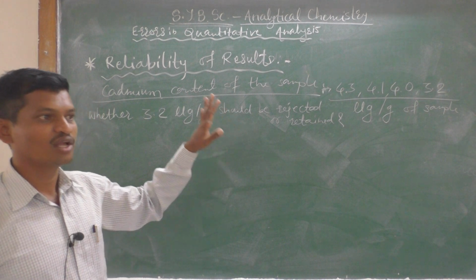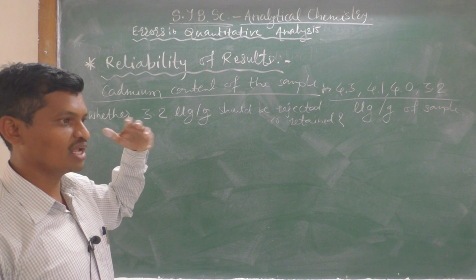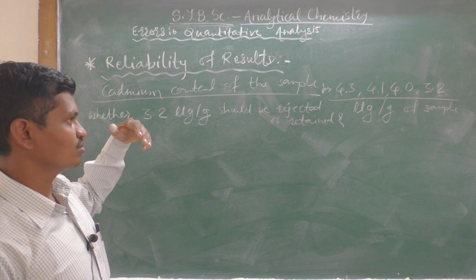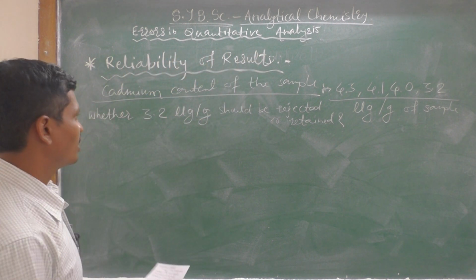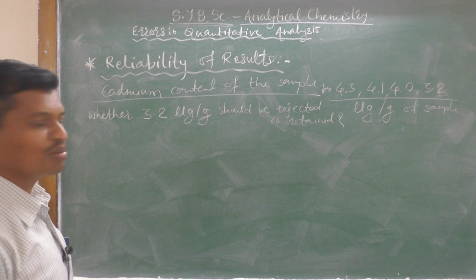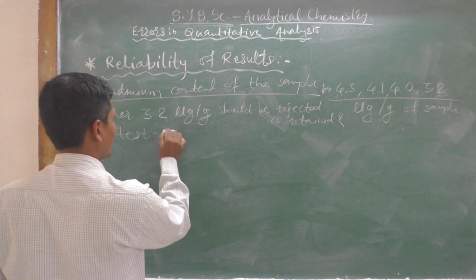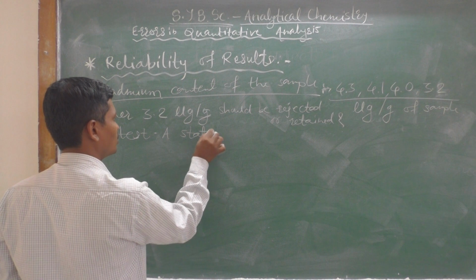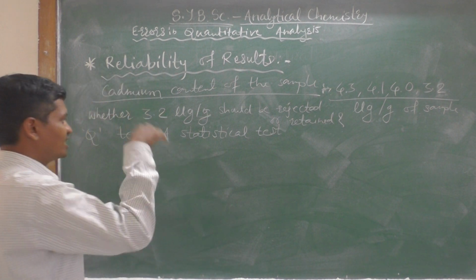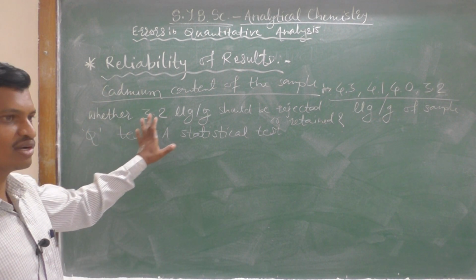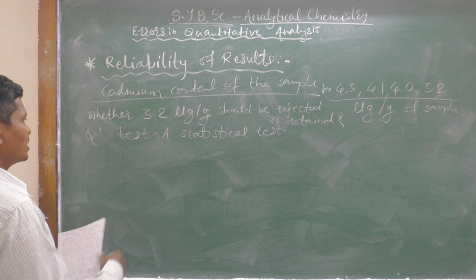That is the question. We are learning this example for understanding the reliability of result concept. Now this can be done with the help of a Q test. This Q test is nothing but a statistical test. We are not going into detail about this Q test because this is all related to statistics, one of the branches of mathematics.